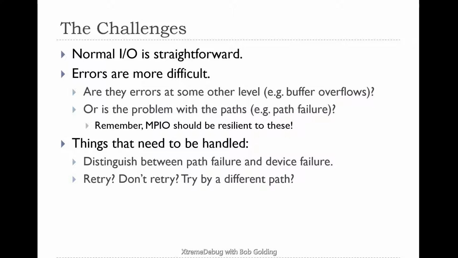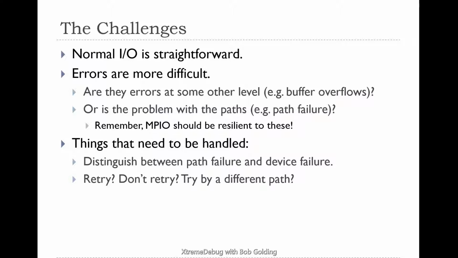Buffer overflows can occur on an I/O. For example, the read keys can return a buffer overflow, and the I/O has to be retried with a larger buffer to get the keys. That's not a failure. That's just a programming error, basically. And then you have to determine the problem with the paths. Is it a path failure? If it is, MPIO needs to be resilient to these and provide a minimum outage, or be pretty much transparent and recover from these resiliently.